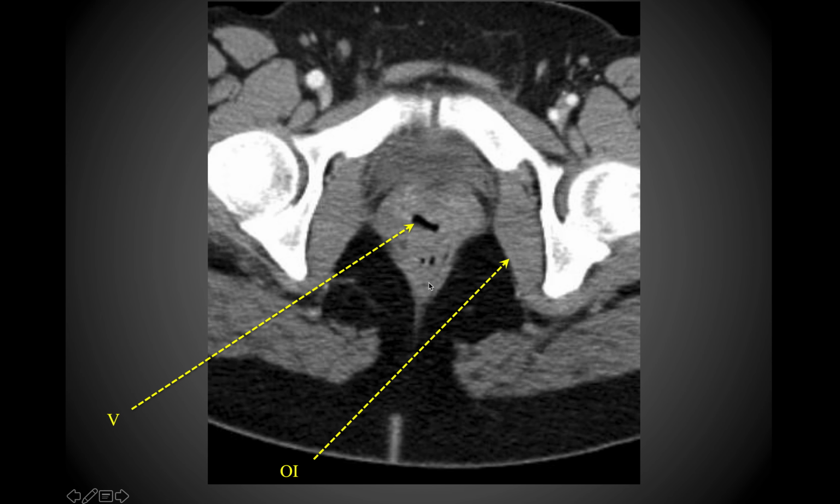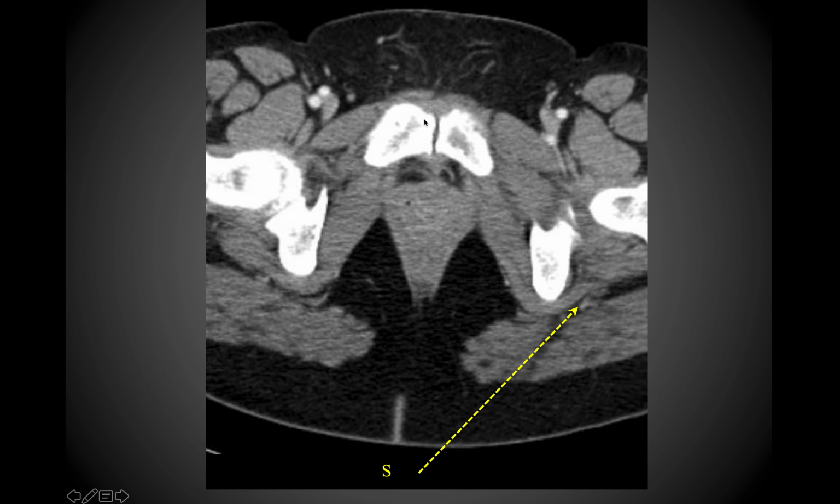And then as we continue inferiorly going back down, here we see the obturator internus muscles once again. And then you can see the pubic symphysis up here anteriorly. And then the sciatic nerve right over here on either side. You can appreciate that nerve quite well.